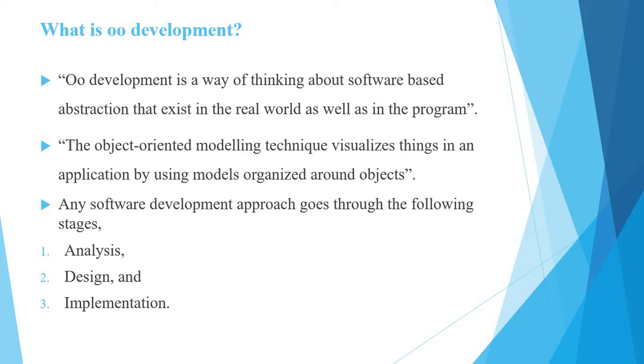OOA development is a way of thinking about software based on abstraction that exists in the real world as well as in programs. It applies to real-world objects in programs. The object-oriented modeling technique is used to think about an application by using models organized around objects. Any software development approach goes through three stages: analysis, design, and implementation.